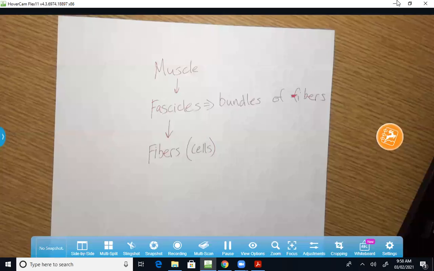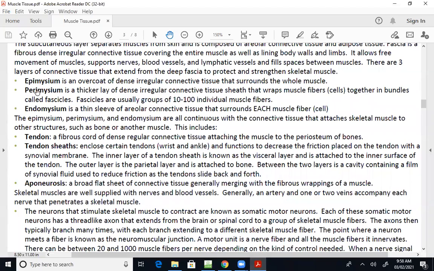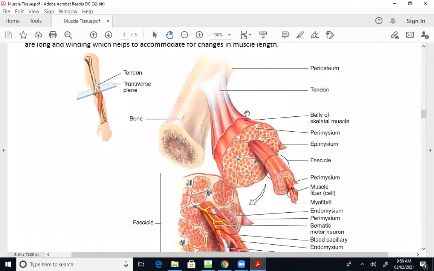So surrounding the entire muscle is the epimysium. Surrounding each fascicle is the perimysium. Looking at this illustration here, we have our entire muscle. You can see we've peeled away the epimysium to show it surrounding the entire thing. We can see inside of that muscle, since we've cut it open, are these cylindrical bundles. We've pulled one out. This is one of those fascicles, and that's surrounded by the perimysium.